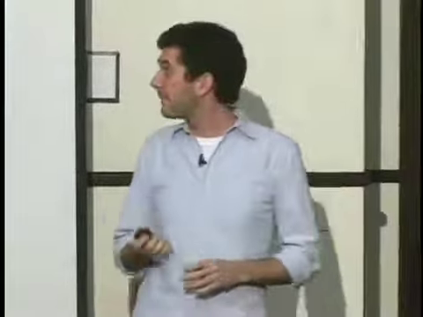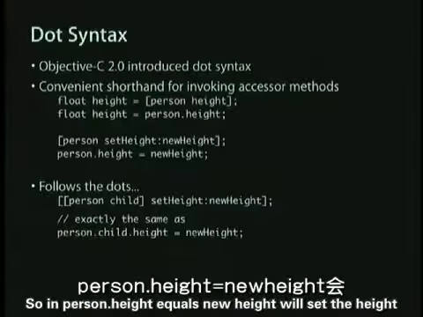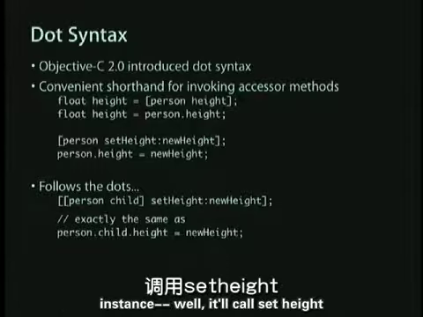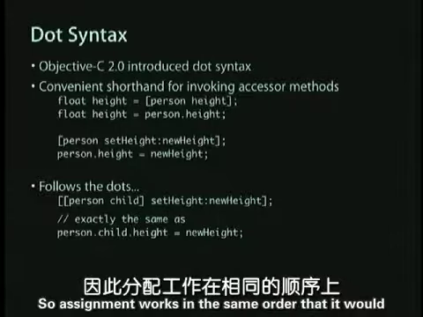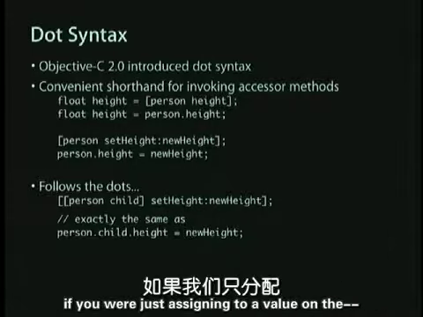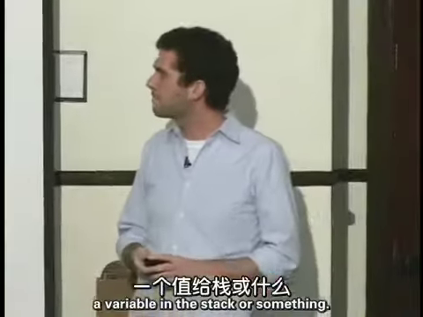Were you saying that the equal sign will assign the opposite direction than it traditionally does? No, it assigns in the normal direction. So person.height equals new height will call setHeight with the new height value as the argument. Assignment works in the same order that it would if you were just assigning to a variable on the stack or something.